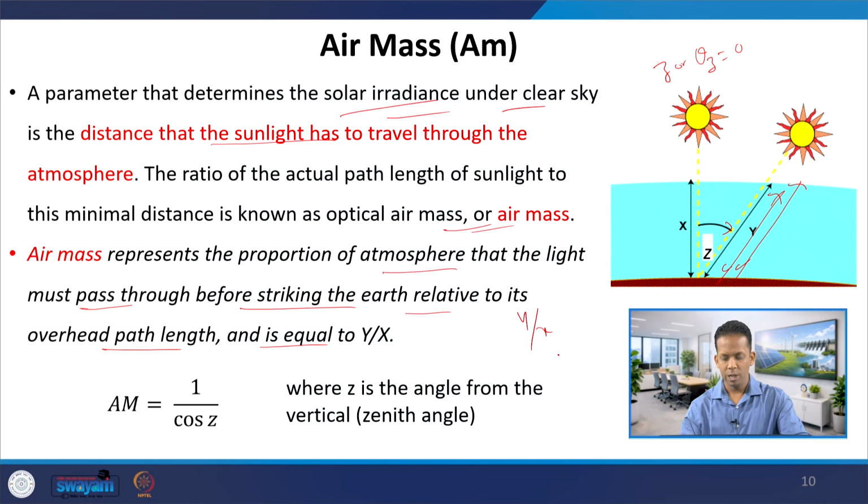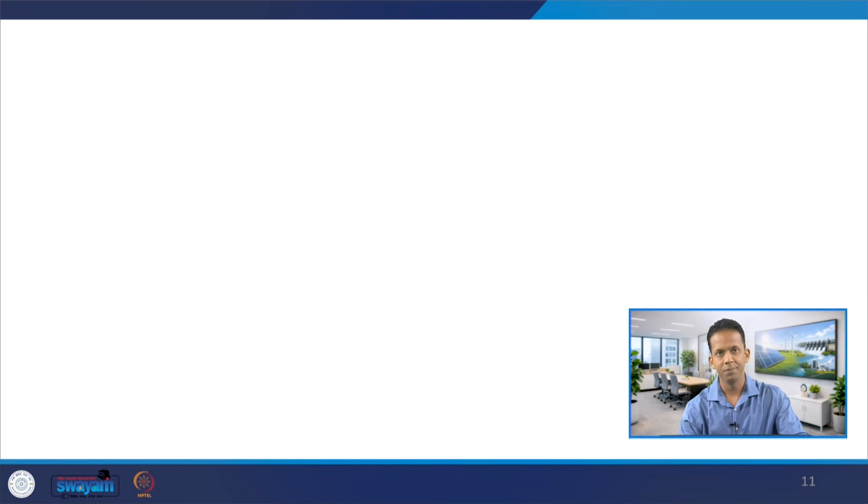If I calculate cos z, it is a right angle triangle here, so we can apply trigonometry. Cos z is equal to adjacent side by hypotenuse. So, 1 by cos z will be y by x, and y by x is our air mass. So, 1 by cos z is the air mass. If we know the zenith angle, which tells us the position of the sun with respect to the vertical, we can calculate the air mass.